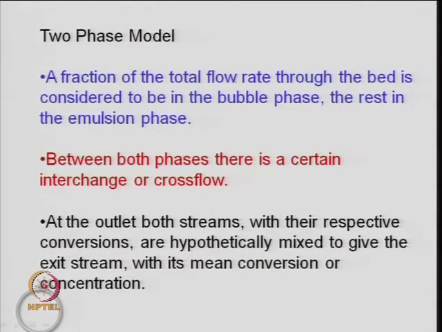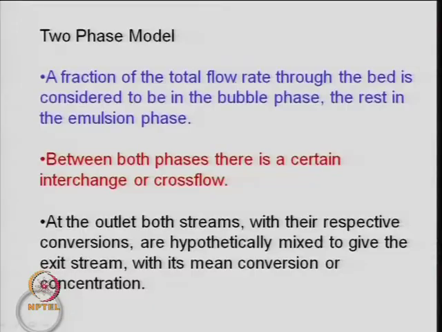So, just look at the two phase model here. In this, a fraction of the total flow rate through the bed is considered to be in the bubble phase and the rest in the emulsion phase, as I discussed. Between both phases there is a certain interchange or cross flow. It is a kind of transfer coefficient, which we need to calculate either from some empirical correlation or from the hydrodynamic condition.